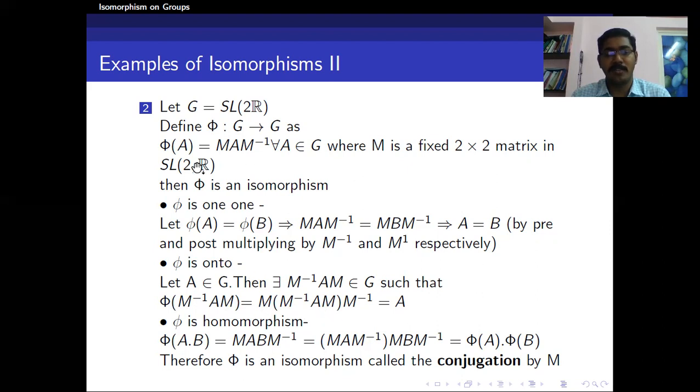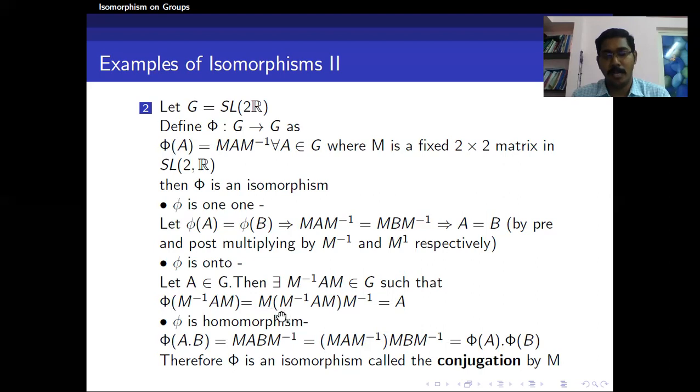This comes from the definition of pi. Definition of pi is what? You have to pre-multiply by M and post-multiply by M inverse. So what is the element in pi here? M inverse AM. So we have to pre-multiply by M. So M into M inverse AM and post-multiply by M inverse. So M into M inverse AM into M inverse.